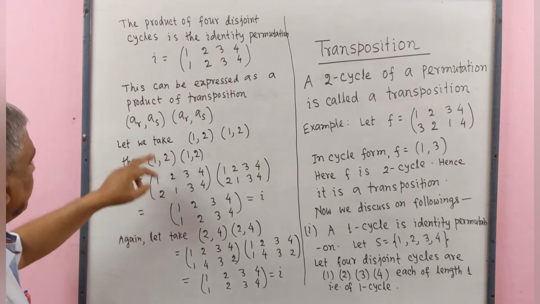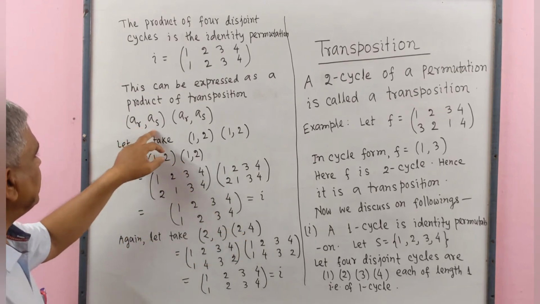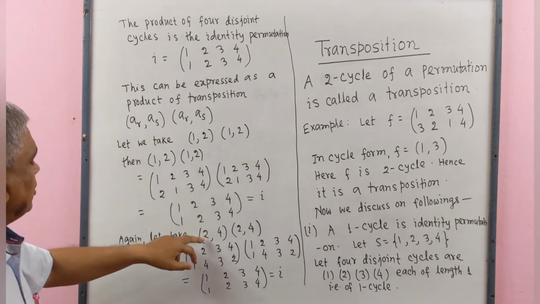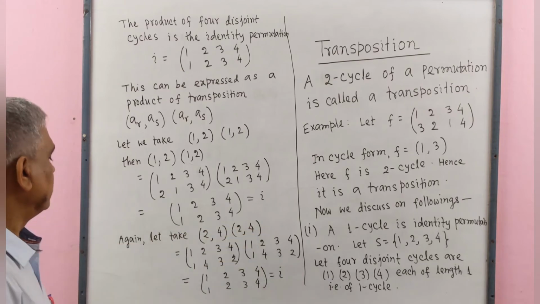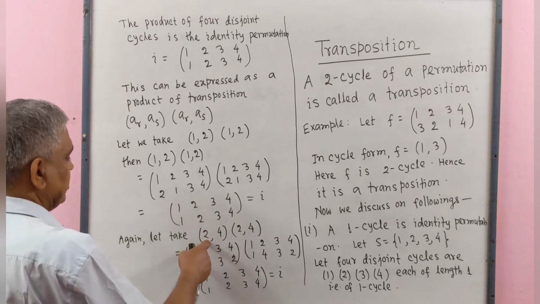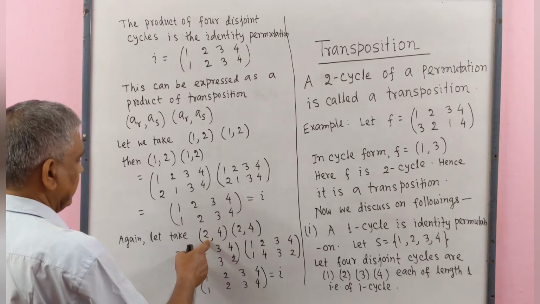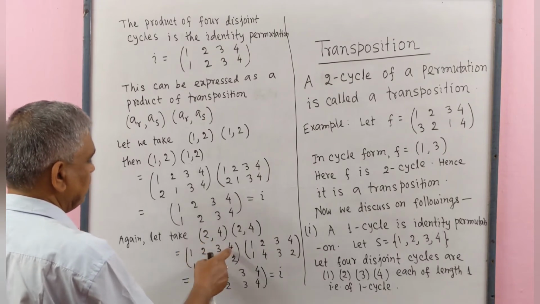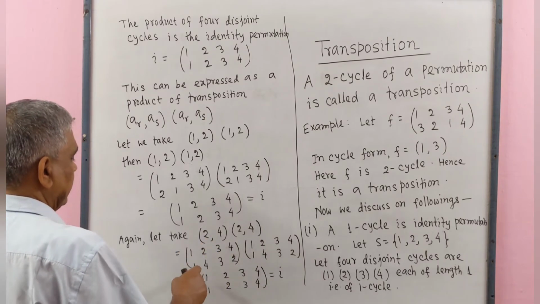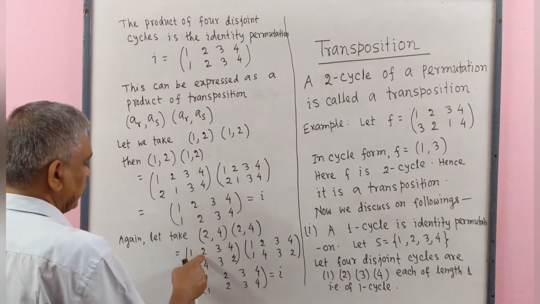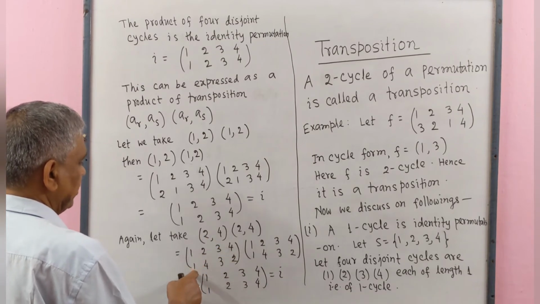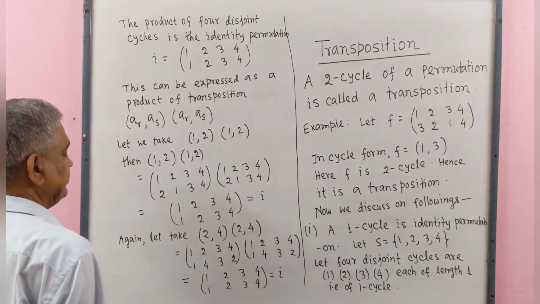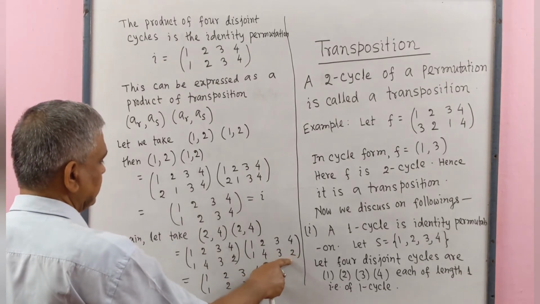Also we take the product of two transpositions of this kind. Here we take (2 4) and again (2 4). We write this in the form of permutation. Firstly we write 1 2 3 4. Here image of 2 is 4, we write here 4. Image of 4 is 2, we write here 2. Image of 1 is 1. Image of 3 is 3. Same. Here also in the similar way we write.